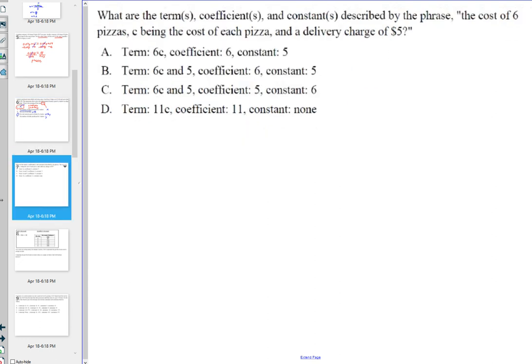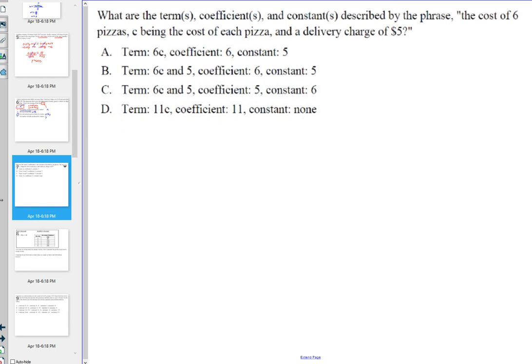What are the terms, coefficients, and constants described by the phrase: the cost of 6 pizzas, C being the cost of each pizza, and the delivery charge of $5? When you get a pizza delivered, how many times do you have to pay a delivery charge? Assuming that there is one. When you order something on Uber Eats, how many delivery fees do you have to pay? Yeah, but if I were to order 8 pizzas from the same place, how many delivery charges are they going to charge you? Still one. It's a one-time fee. There's one delivery occurring. So the term.